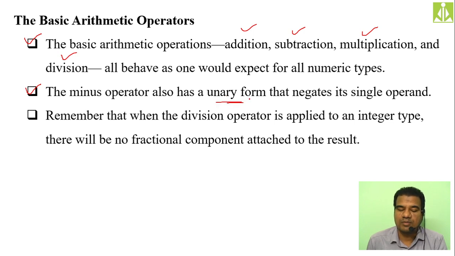So for what purpose are we using it? To negate a single operand. Why are we saying single operand? Because it is a unary form. Because it is a unary form, it will take only a single operand and it will negate its value.